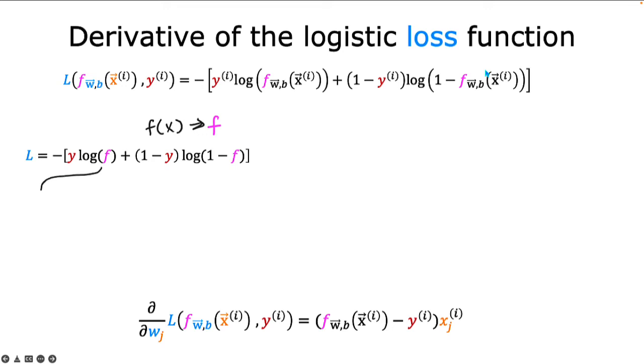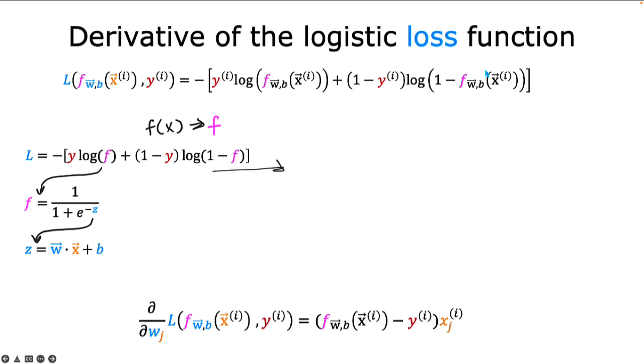Okay. Remember that f, defined for logistic regression, is actually defined as 1 over 1 plus e to the minus z. That's the sigmoid function. And z, what is z? Well, z is the w vector dot product with the x vector plus b, where w is the vector of parameters and x is the vector of features.